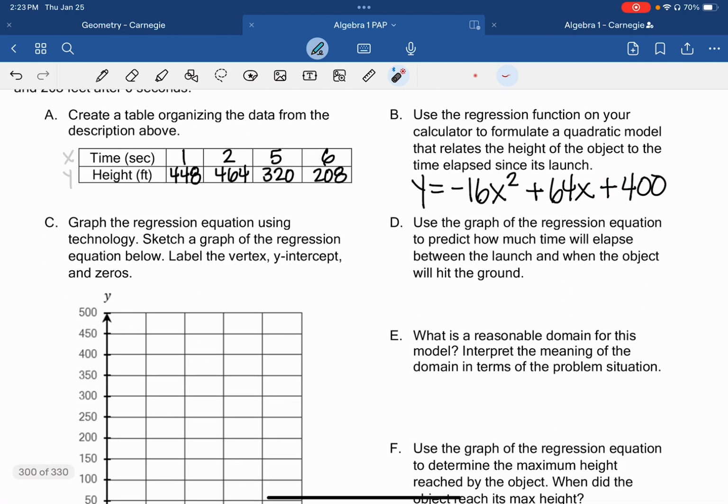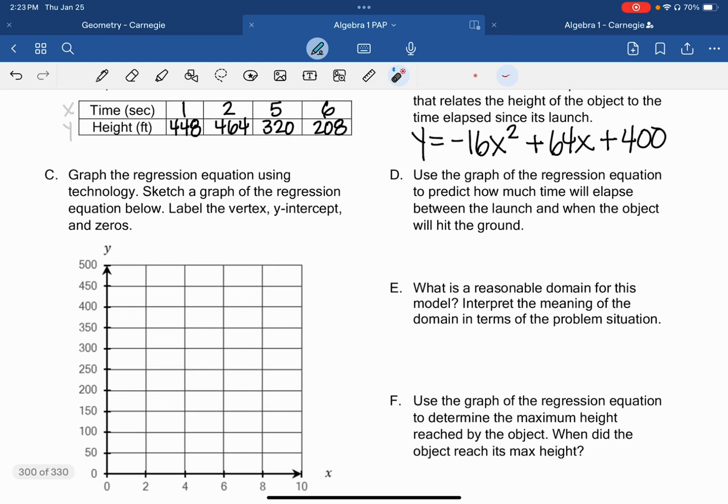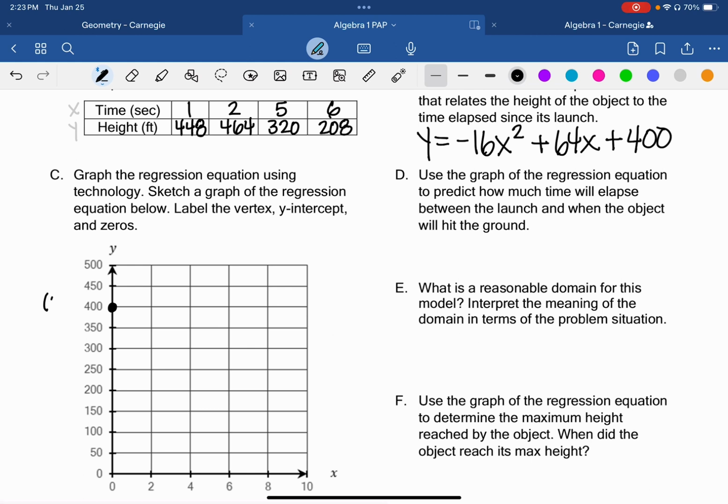Now I'm going to graph that regression model. To graph the regression model, I'm just going to take these points right here and do my best to plot them in the graph. From the model, I can get my y-intercept, which is here at 0 and 400. So I can plot 0 and 400. And then I could come in and plot all these points.